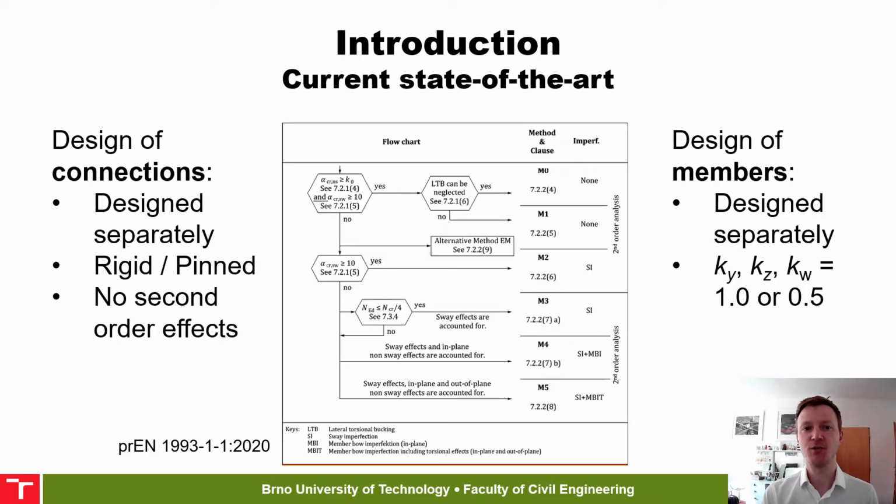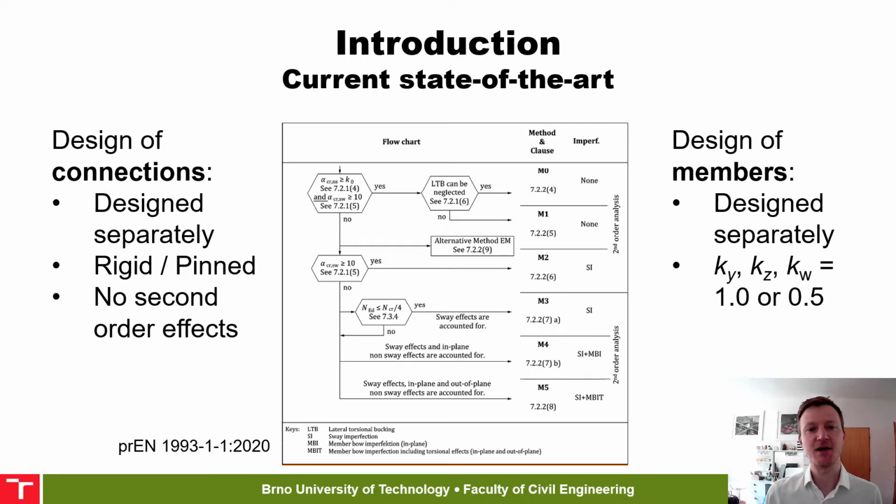The new Eurocode will provide us with a fancy flowchart indicating where to use geometrically linear and nonlinear analysis and where to include global and local imperfections. The most advanced method, M5, allows to only check the strength because buckling is captured by imperfections and nonlinear analysis.